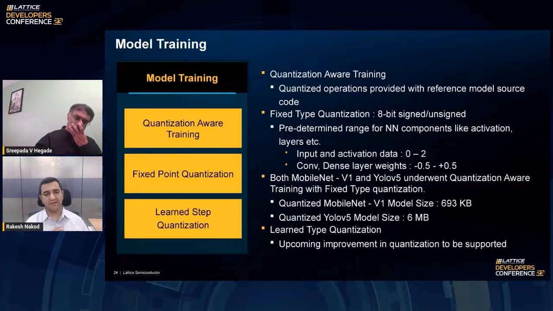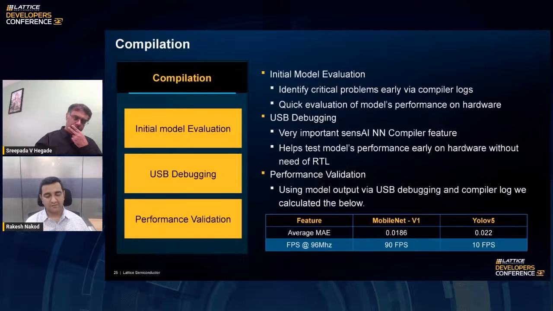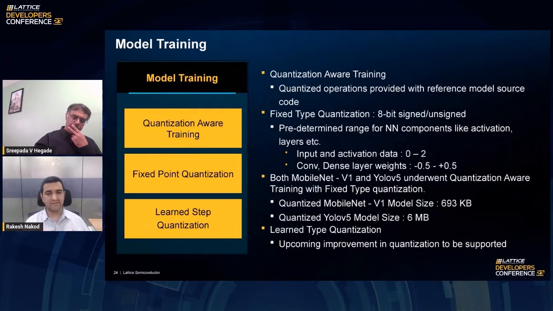Now both the models that we selected, MobileNet V1 and YOLO V5, have undergone quantization aware training with a fixed type quantization. Now, if you see the weights of these quantized models, for quantized MobileNet, we have 693 KB, and for quantized YOLO, it's 6 MB.